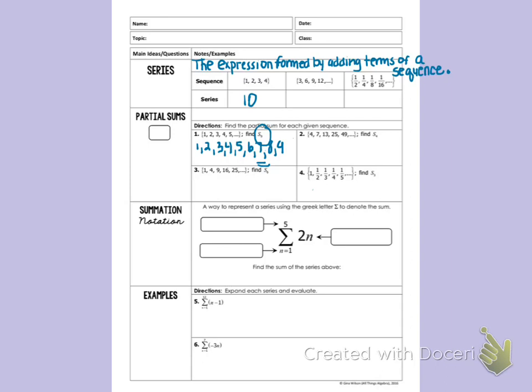That's how I change it from a sequence to a series: I take out the commas between the terms and put pluses in because I want to add them all up. So I'm going to add all of these terms and see what I get. And these add up to 45.